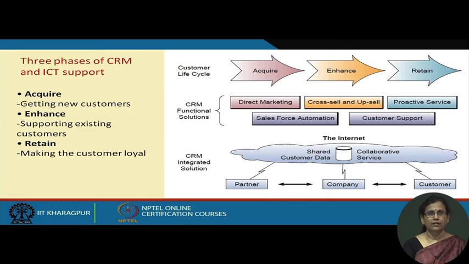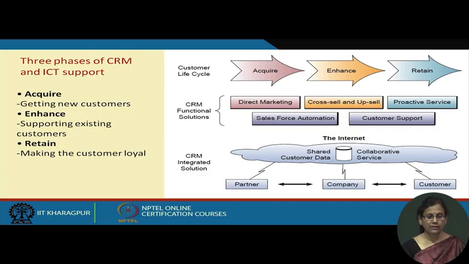In fact, the 3 phases of CRM activities are supported by information and communication technologies. Now, what are these 3 phases? The first stage is acquire. Acquire is about getting new customers, converting prospects into new customers.